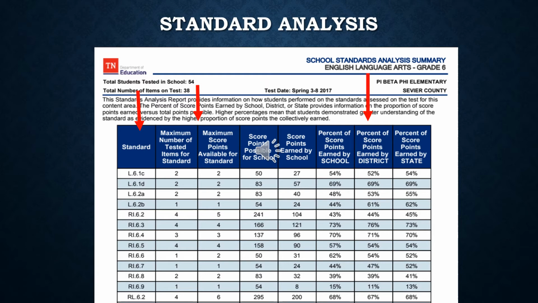Do we want to improve this standard? Yes, of course. However, it may be best to put energy into another standard, such as L.6.2b, which we got 44% of the points, higher than 15%, but we were significantly lower than the district and the state.